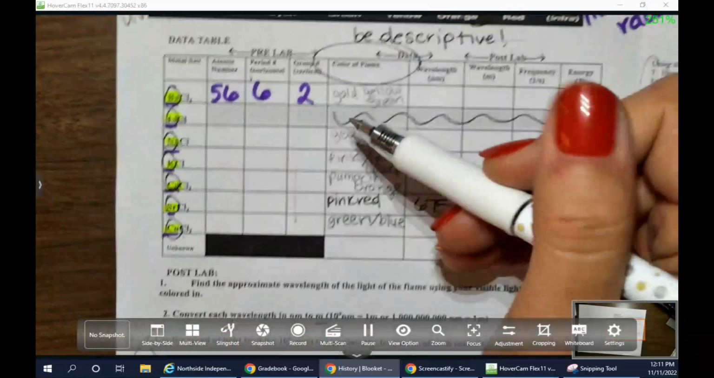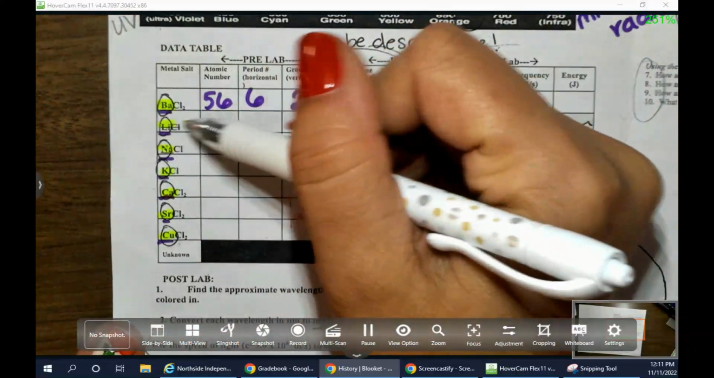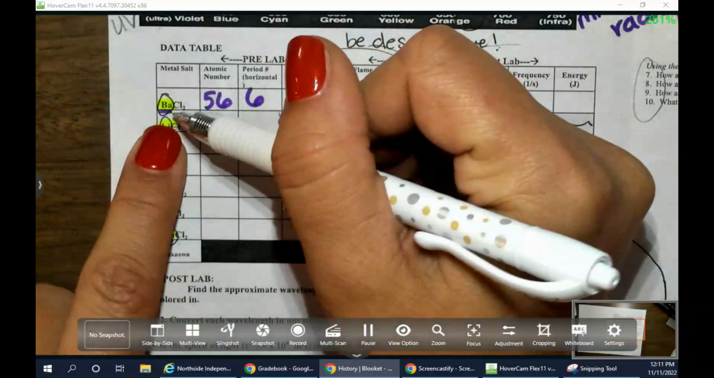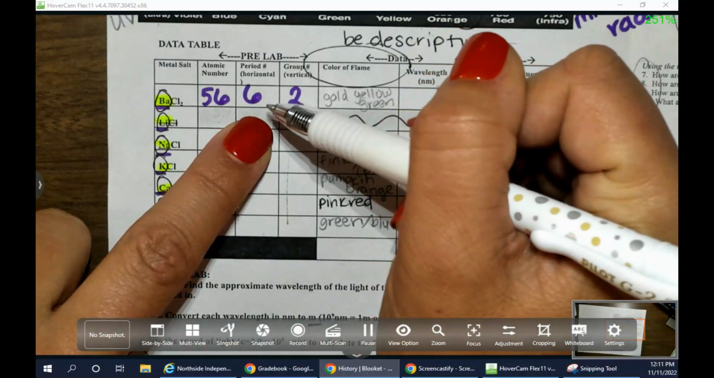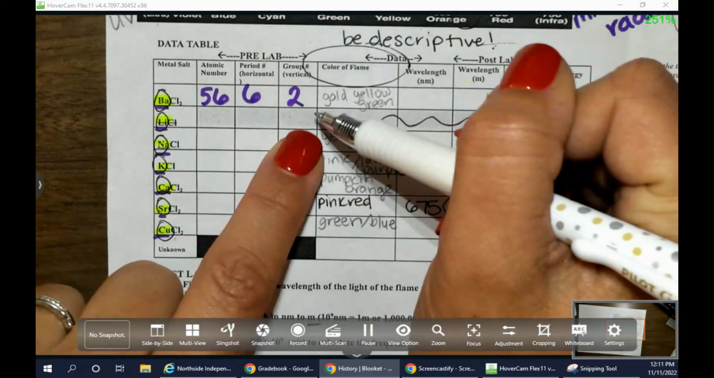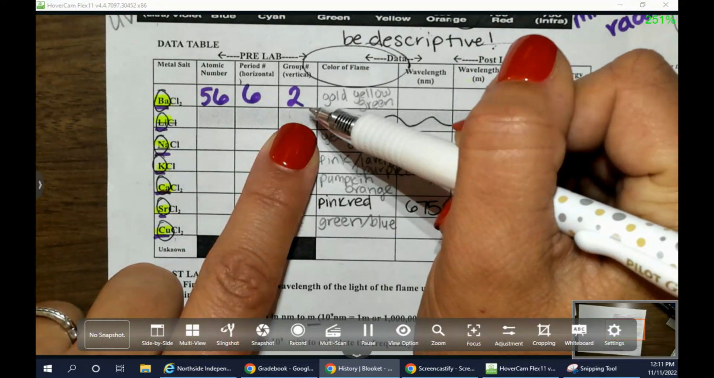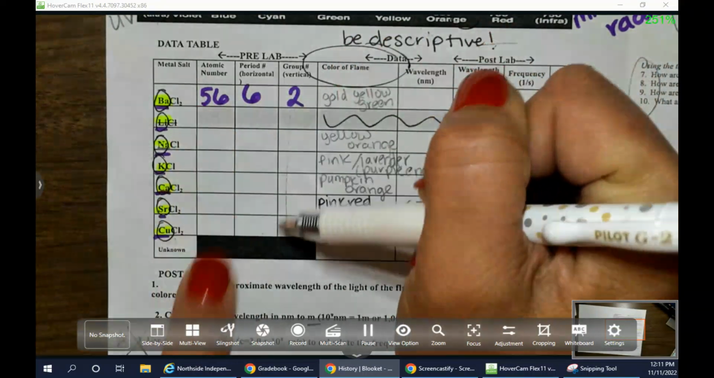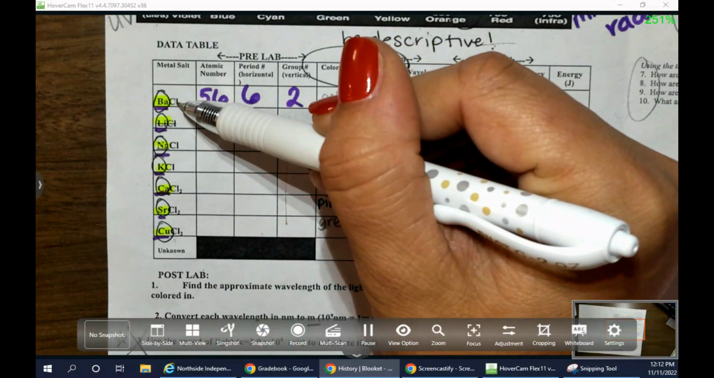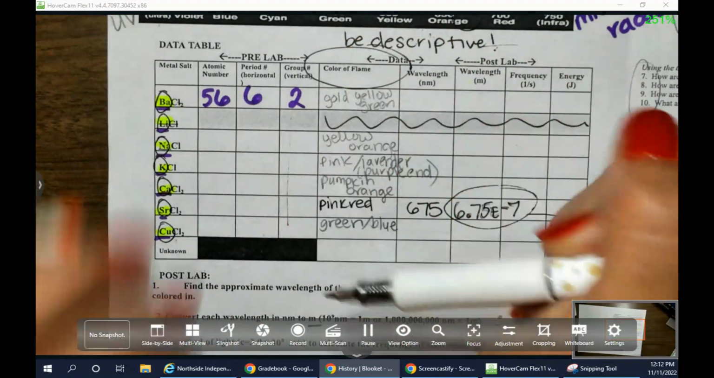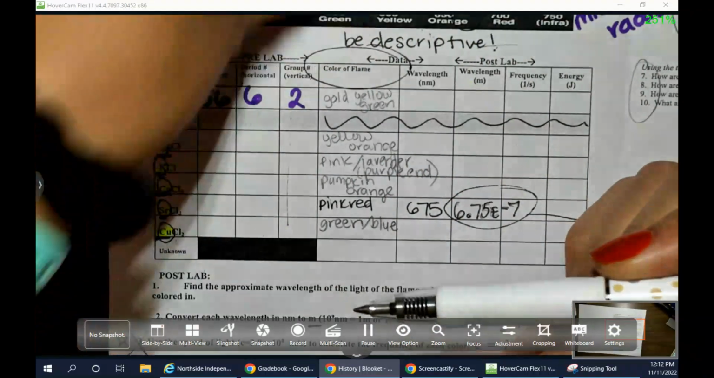So look at your data table, and what you did was you took care of those first 3 columns, right? So we used the example of barium. We looked on our periodic table and found that it was atomic number 56. It was found in the 6th row, 6th period, and then we looked in the 2nd column. So you had that done for all of your metals. Again, that's only the first thing listed. Okay, so those should be all filled in. Okay, so back to the pre-lab questions.